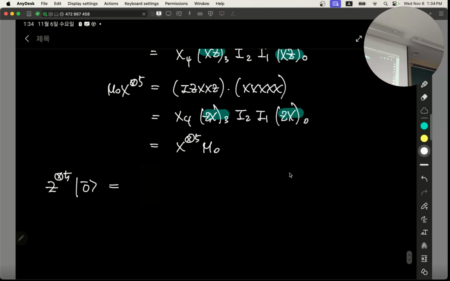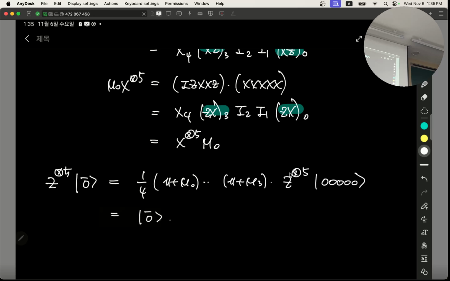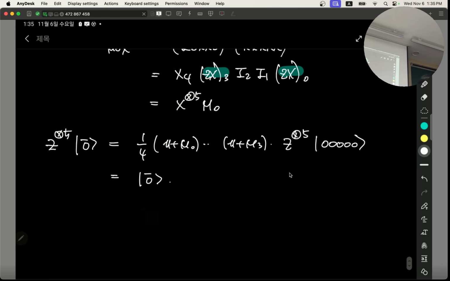This is the same thing as applying all this, M0 up to M3, and then Z follows to 0, 0, 0, 0, 0, right? So when you apply Z to the 0 ket, nothing happens. So therefore, it's 0. How about 1, logical 1?